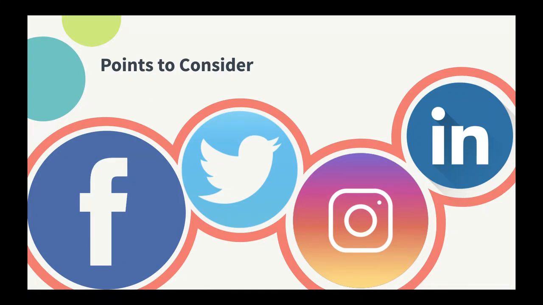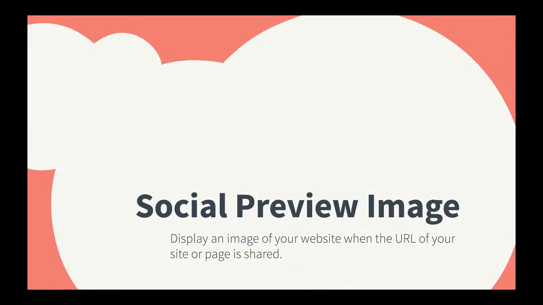And so you can set these types of images either site-wide or page-wise. And so whenever there's a URL that is shared of your site or of your page, this will be the image that will pop up. And apart from that, you can also set social preview images for your blog posts as well. So we'll first take a look at how you can set up a site-wide preview image.